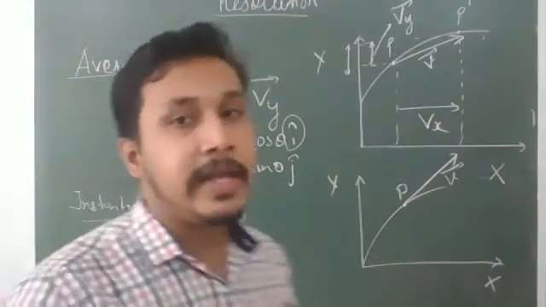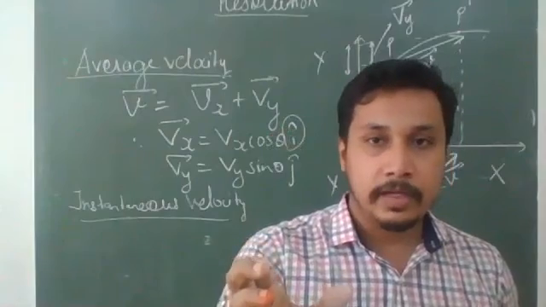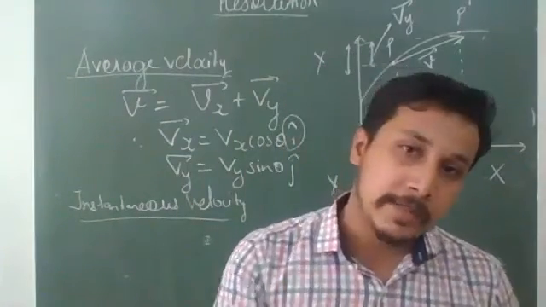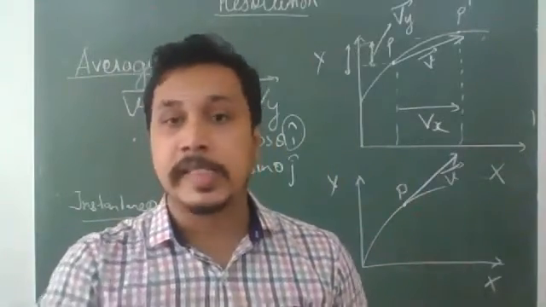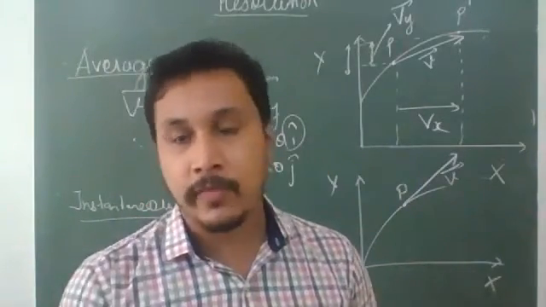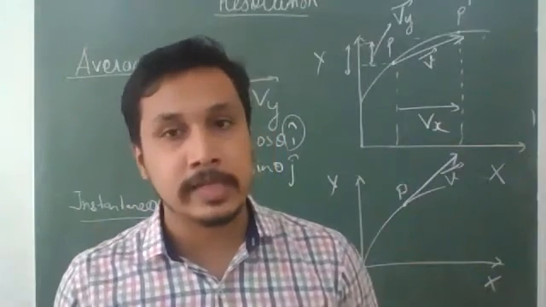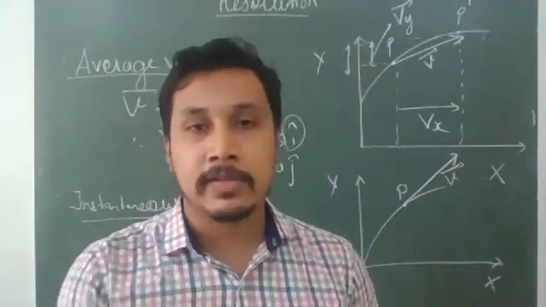The definition is like this: if the time interval for which we are calculating velocity approaches 0, not becoming 0 but approaching 0, for example 0.001, it is not 0 but it is approaching 0, then at that time we will be getting the instantaneous velocity.